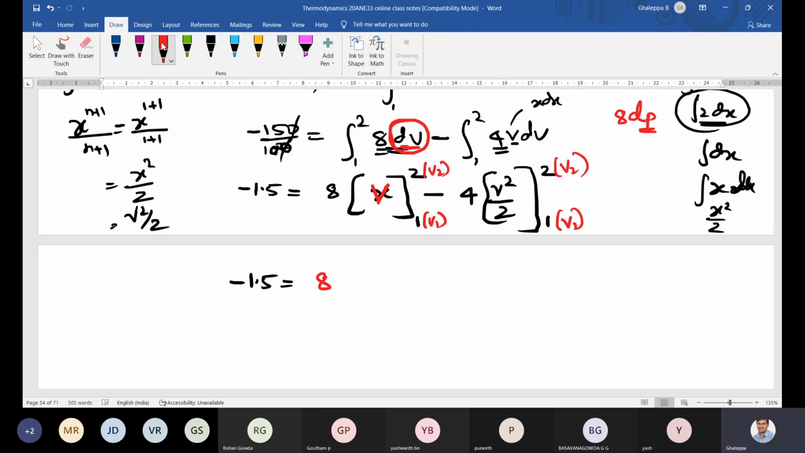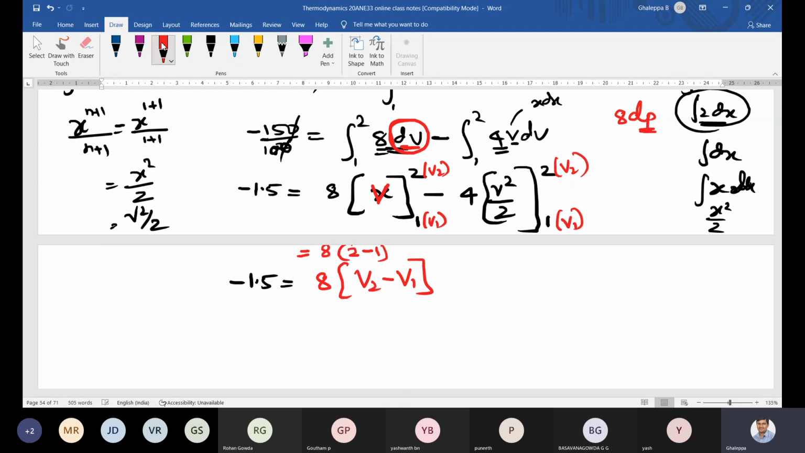Substitute the limits: V2 minus V1 into the upper limit. Okay, one more point I need to tell here, my dear students. Majority of the students in the exam, what they do is, they will write like this. They will apply the mathematics rule.